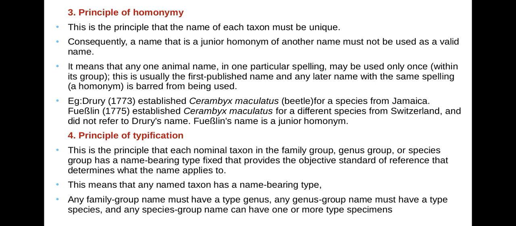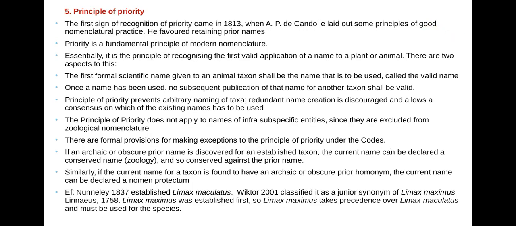Then the principle of priority. The first sign of recognition of priority came in 1813 when A.P.J. Kendall laid out some principles of good nomenclatural practice. He favored retaining prior names. Priority is a fundamental principle of modern nomenclature. Essentially, it is the principle of recognizing the first valid application of a name to a plant or animal. There are two aspects to this.